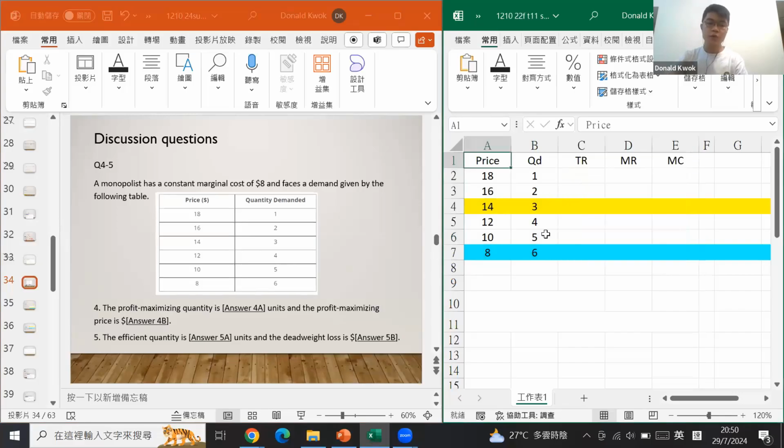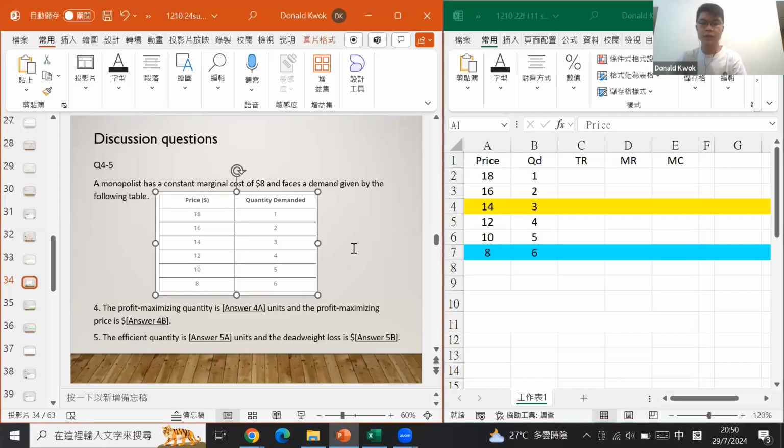Right, so question 4 is to find the profit maximizing quantity and profit maximizing price. Again, we'll follow the 4 universal steps that I've just mentioned. Step 1 is about the demand curve or demand schedule for this discrete case. It's already given, so nothing to worry about. And step 2 is to obtain the marginal revenue column.